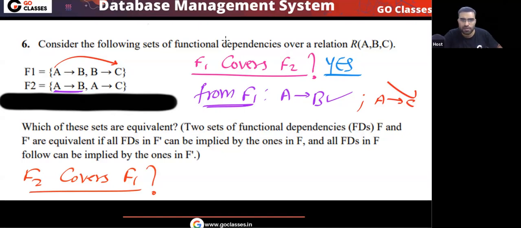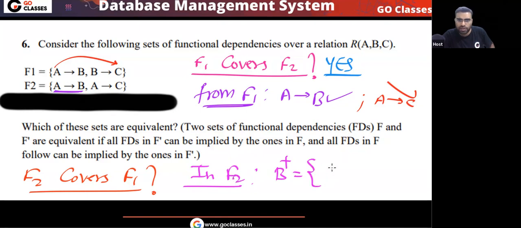So from F2, can you get B determining C? In F2, you find what is B plus. That will be B only. So you can see that B does not determine C. So F2 does not cover F1. Yes or no? Is this clear?